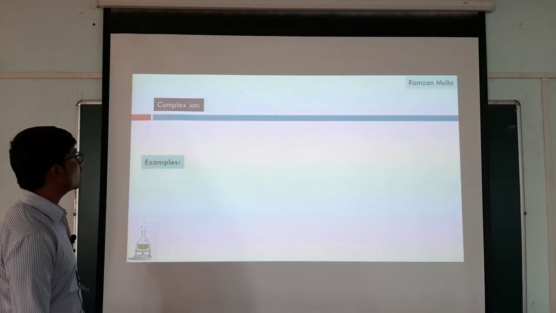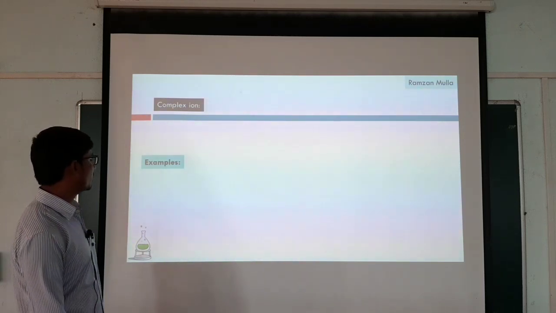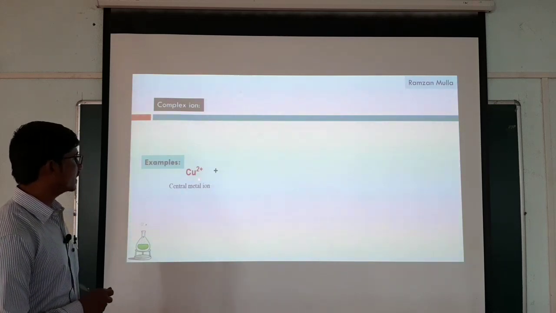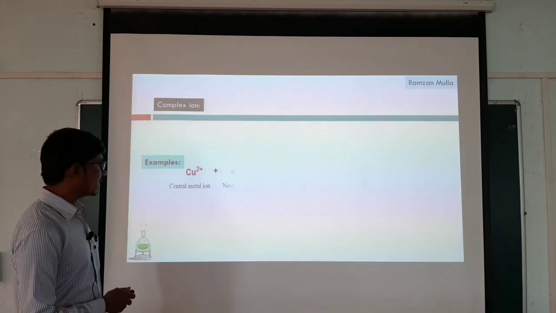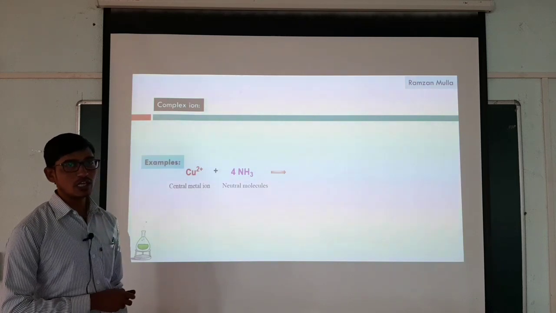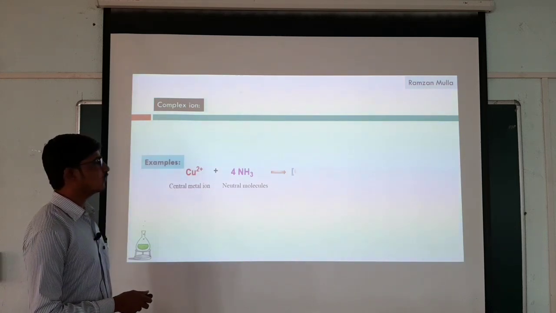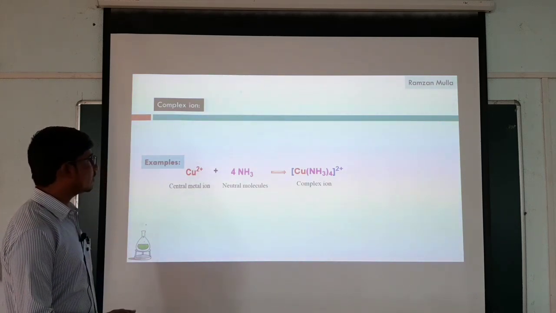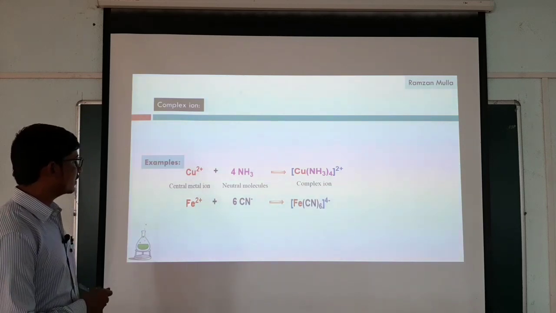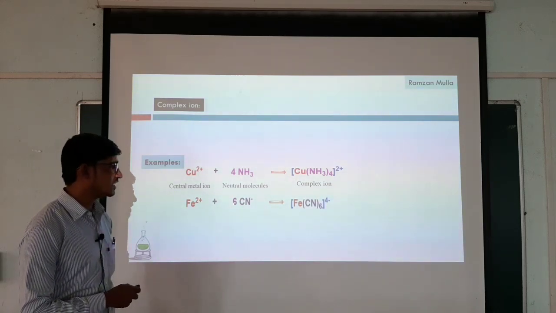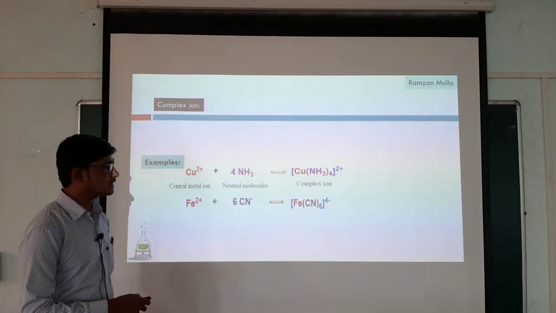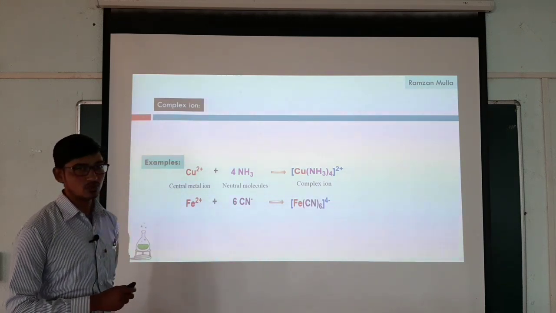First one is complex ion. So let me explain this complex ion with the help of examples. Here I have a Cu2+ ion. When this Cu2+ ion combines with 4 neutral ammonia molecules, it is going to form a complex. So here this complex has a charge on it. Similarly, we have one more example. When this Fe2+ ion combines with 6 CN- anionic ligands, it is going to make a complex which carries a negative charge over here.